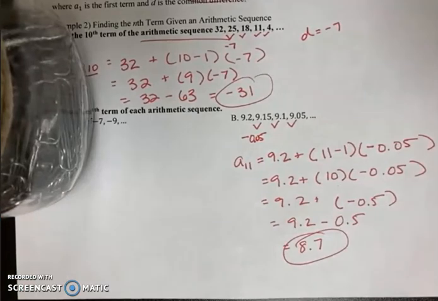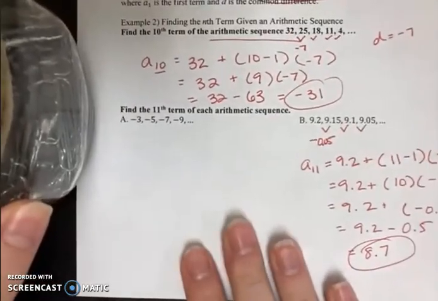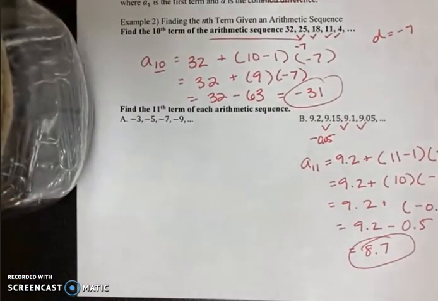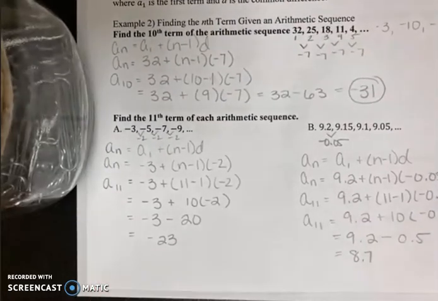All right, at this time, I'd like you to try part A. So go ahead and pause the video, and when you're ready to check, you'll hit play. And then if you're all done, that's the answer. You should have gotten negative 23. You are good to go ahead and begin your homework.